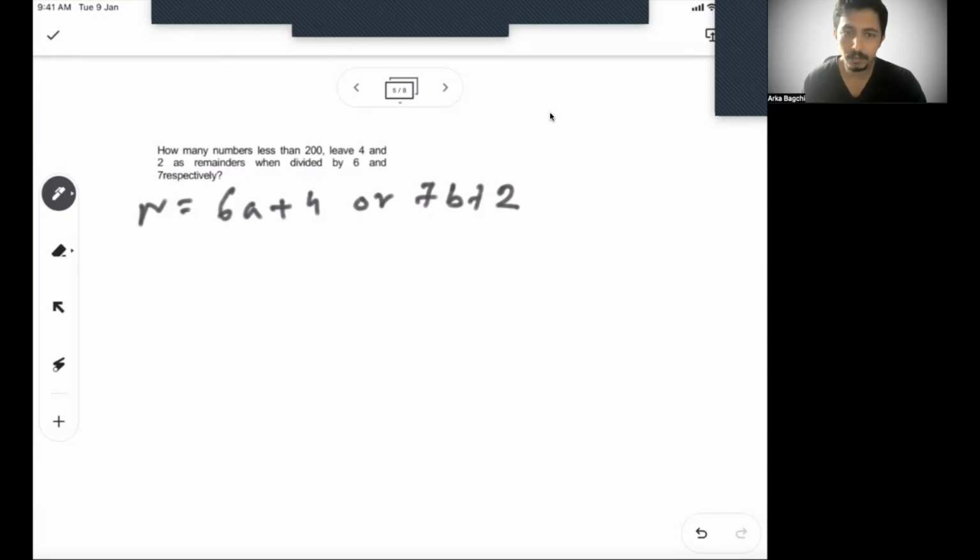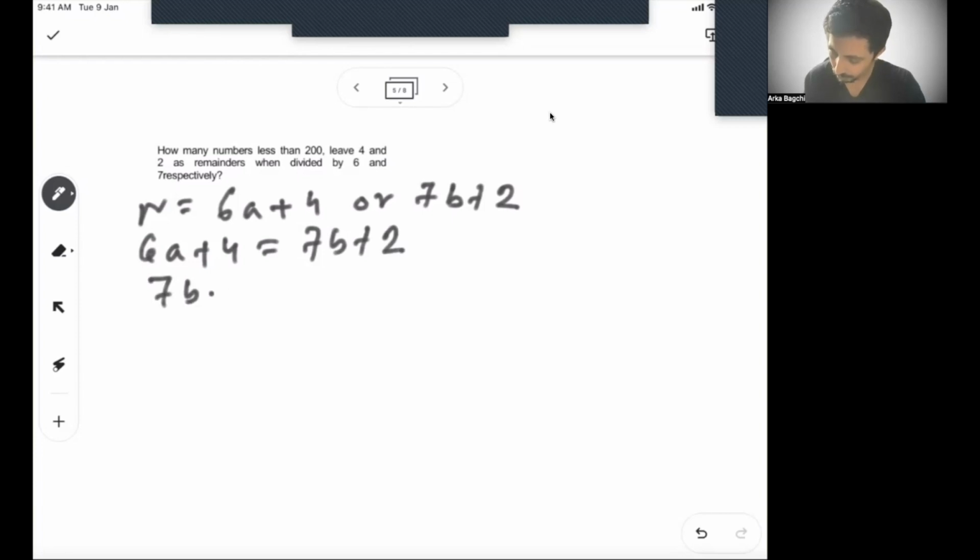So both the numbers are equal. So I can say 6a plus 4 is equal to 7b plus 2. Or we can say 7b is equal to 6a plus 2. Okay. So the smallest value of a which will satisfy this criteria. So 7b, 7 ones are 7. So that is not possible. 7 twos are 14. So that is possible when a is 2.